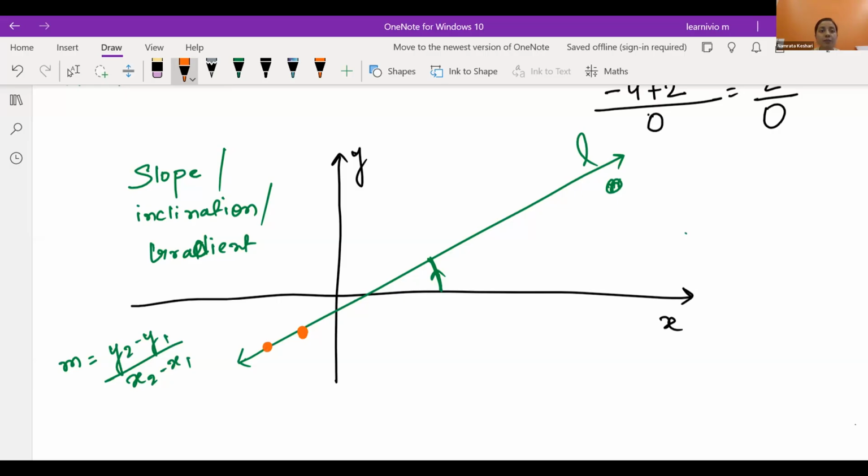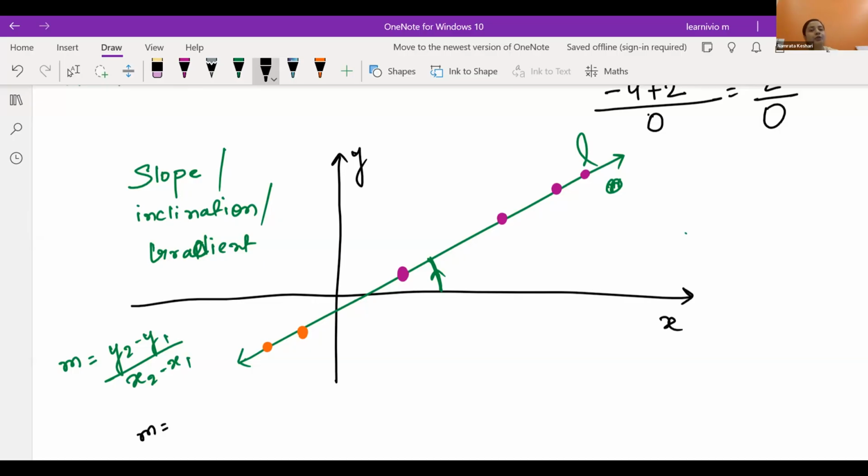Again I am repeating, you may know the coordinates of so many points lying on the line L. And for finding the slope, you don't have to worry about which two you will be taking. You can take any two, one orange one purple one. Slope value will always be the same. Making sense? Yes, ma'am.